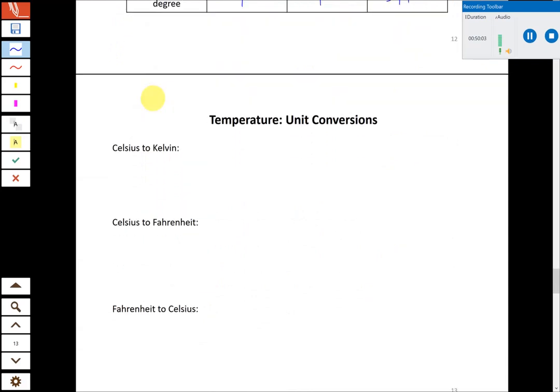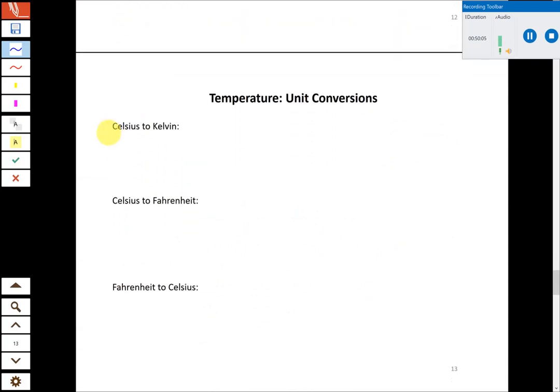So to do the conversions, Celsius to Kelvin is very simple. The temperature in Kelvin is going to be the temperature in degrees Celsius plus 273.15. So as I said, the 2 scales are just shifted by this amount. And so they have the same degree size but a different 0 point, and that's why we have this conversion.